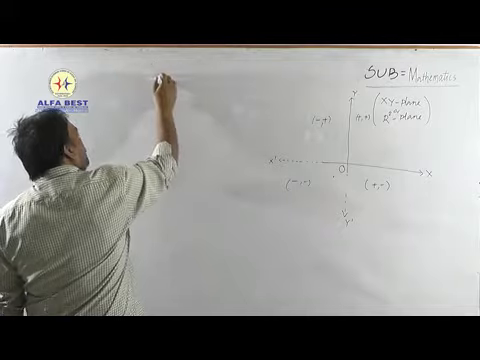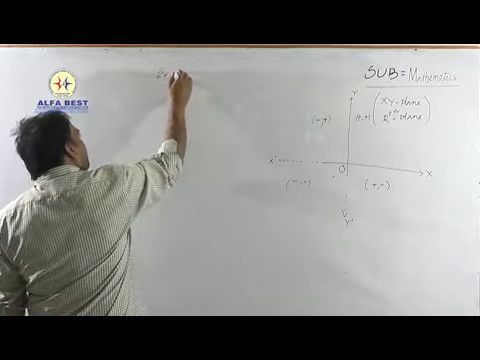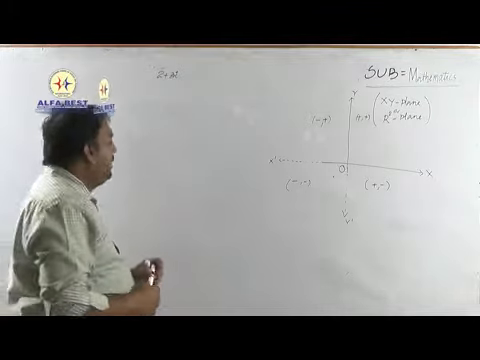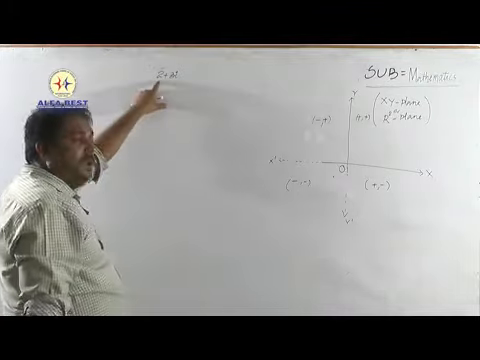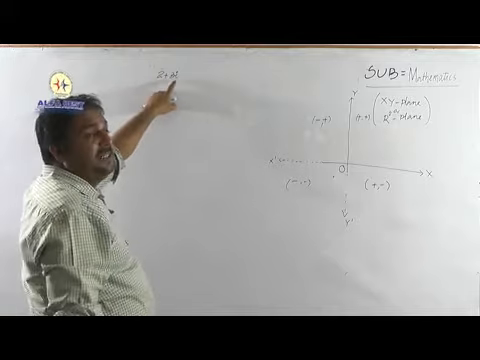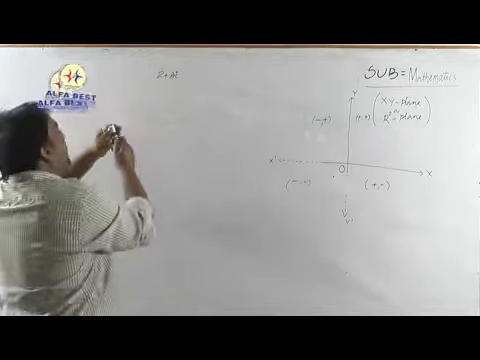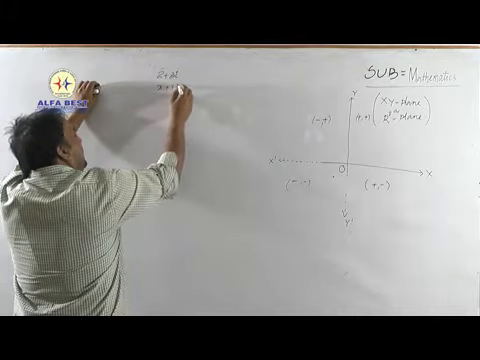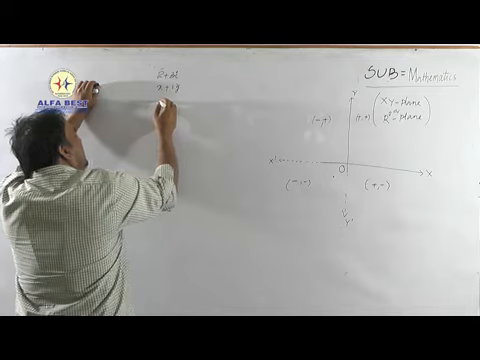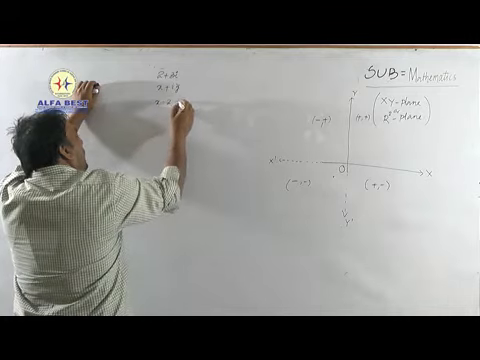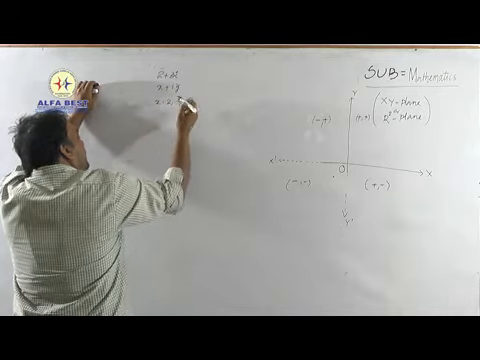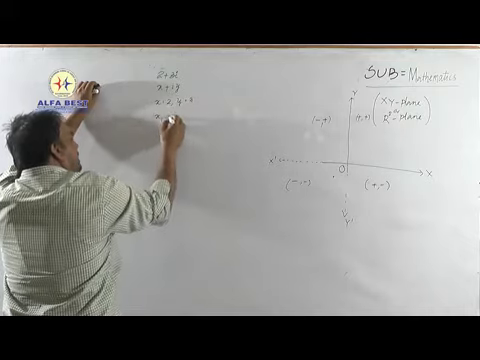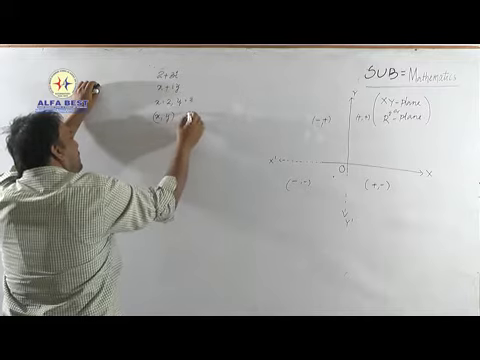Suppose this is your 2 plus 3i. In this case, you can see here your real part is 2 and imaginary part is 3. So this is your x plus iy. So here x is equal to how much? 2. y is equal to 3. So if you write in coordinate system, this will be (x, y) is equal to (2, 3).